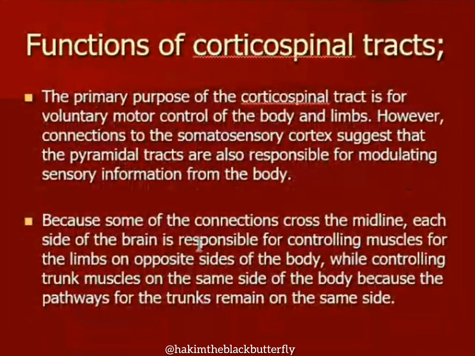And this is what I mean by this paragraph: because some of the connections cross the midline, each side of the brain is responsible for controlling muscles of the limbs on the opposite side, while controlling trunk muscles on the same side of the body, because the pathways for the trunk remain on the same side. So the decussation, the crossing, applies for the muscles of the limbs, but for the muscles of the trunk, they remain on the same side for the corticospinal tract.